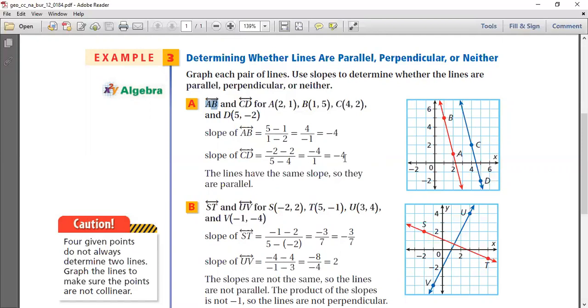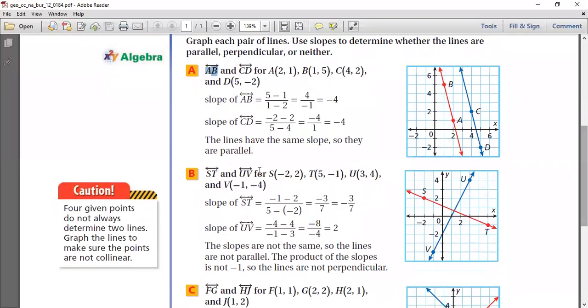Now, when the slopes of the two lines are the same, that means the lines are parallel. See, the lines have the same slope, so they are parallel. Fine. So remember, when the lines have the same slope, they are parallel. This is very important. You must be remembering this.